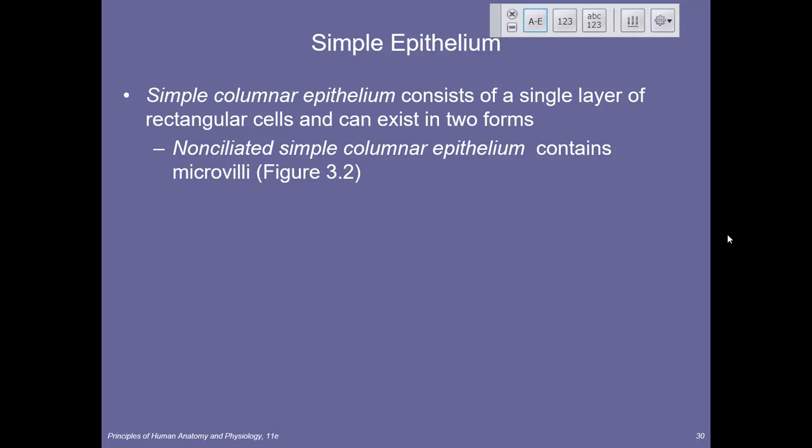Unless you know something about the tissue. If you know that you're in the small intestine, well, then it has to be non-ciliated because you don't have these ciliated cells in the small intestine. If you're in the airway, going to your lungs, you don't have microvilli, you have cilia. So then you know for certain, if you know the location.